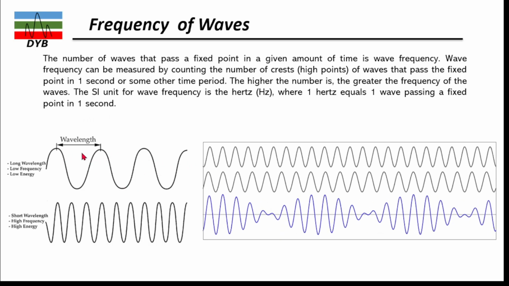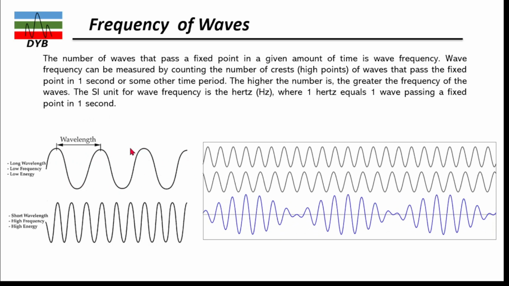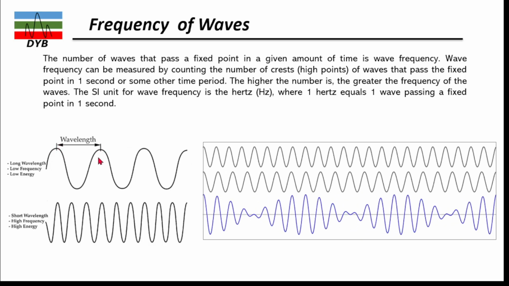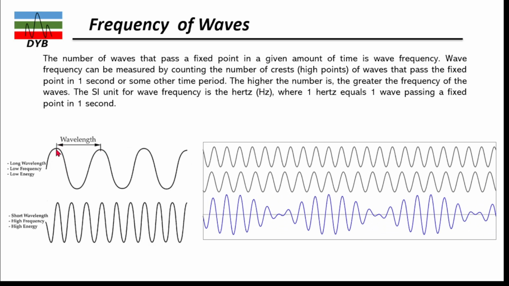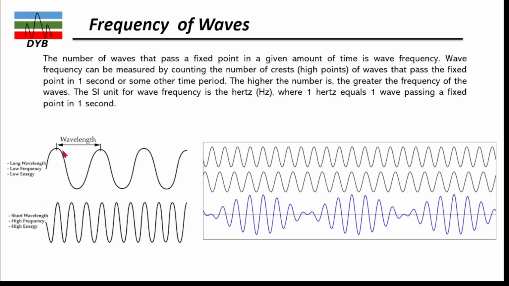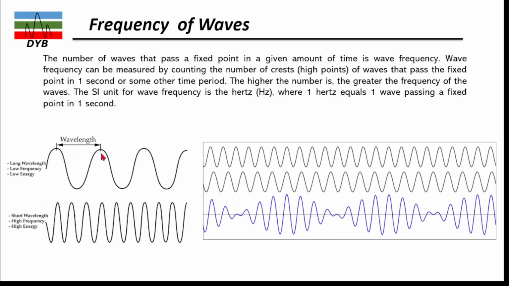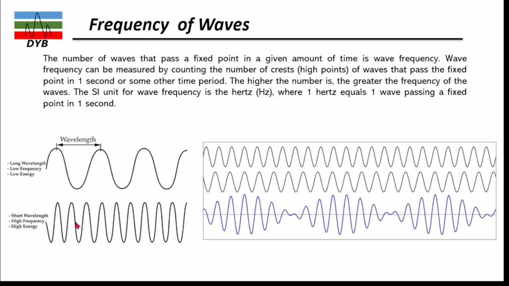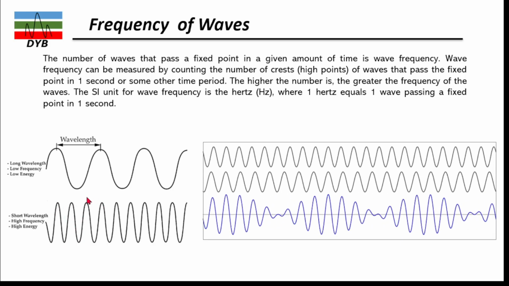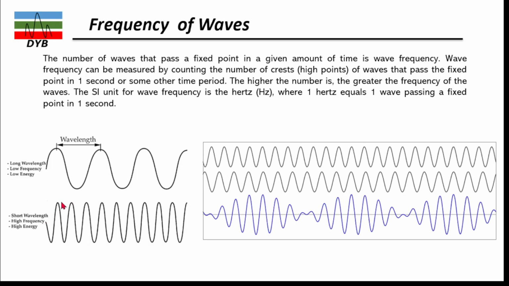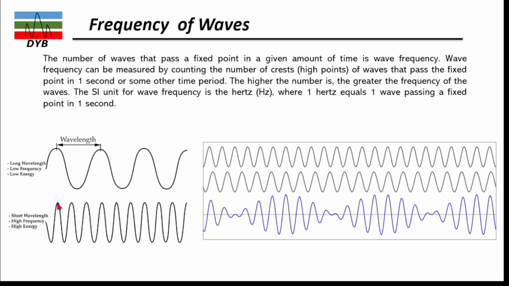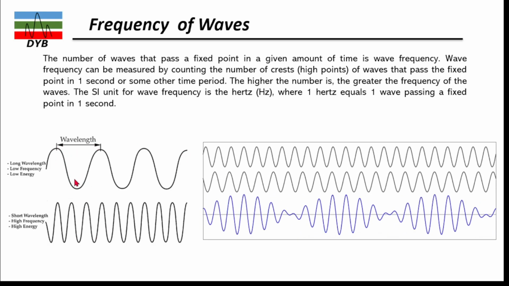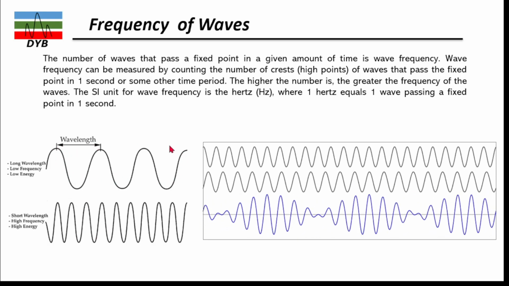So over here you have an example. Let's say this is a static example. This is the wavelength, from here to here. Let's say this is 1 second. In 1 second you have only one cycle, but in this one you have more, so you will consider this a high frequency. So in this you have a short wavelength, high frequency, and high energy. But in this case you have low frequency, long wavelength, and low energy.